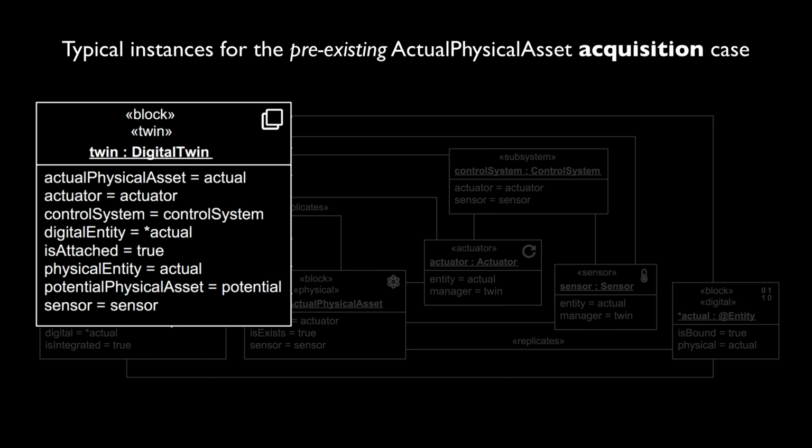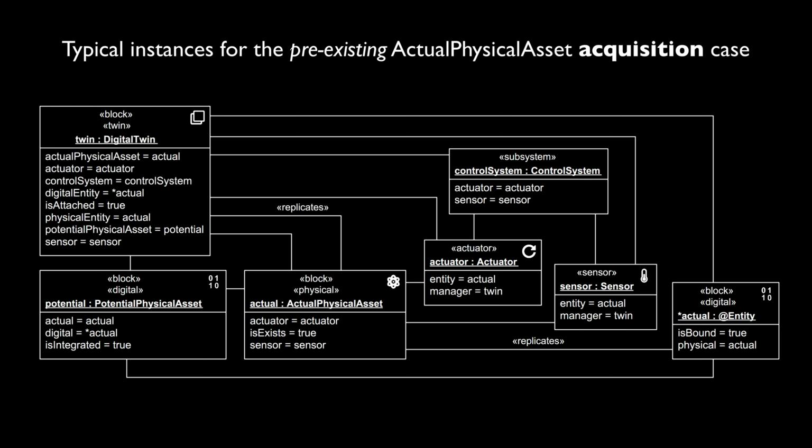And this is the digital twin, which manages a control loop, including a physical entity, in this case the actual physical asset, and a digital entity that maps the physical entity. It's extremely important to note that the digital twin owns the control loop. The digital twin has also been connected to the actuator and sensor, which are likewise connected to the control system owned by the digital twin. The digital twin is in the state attached.